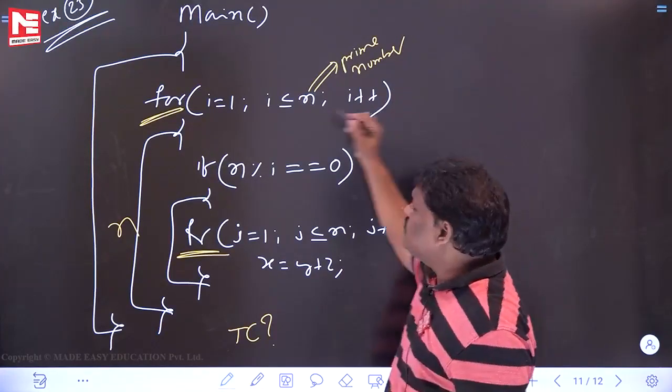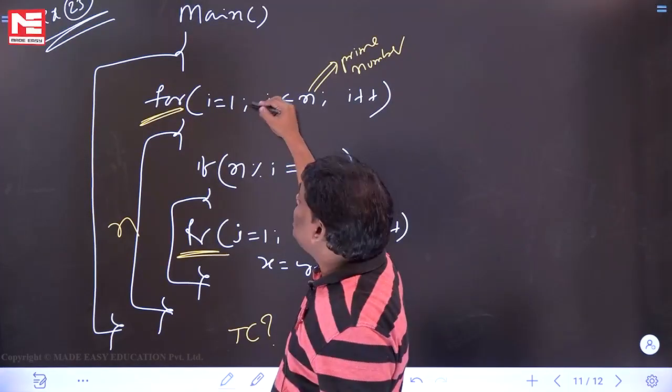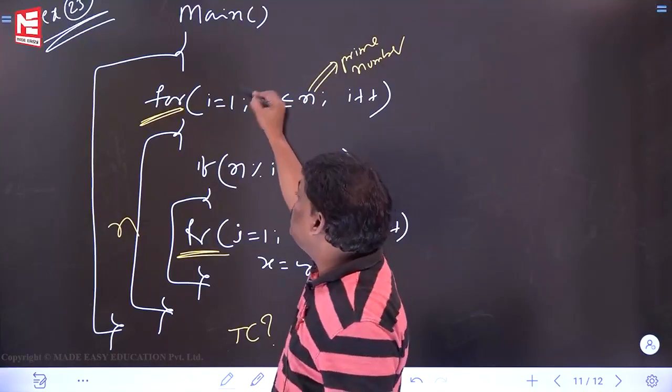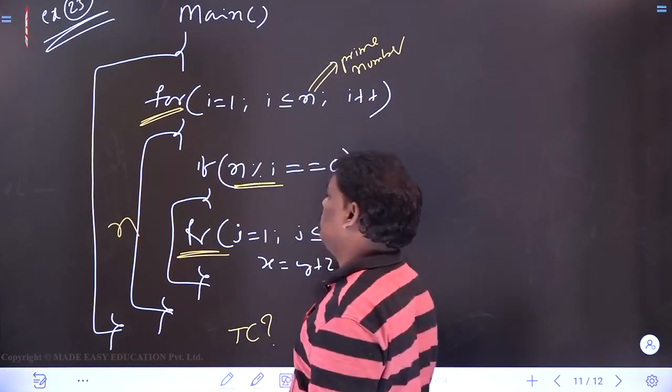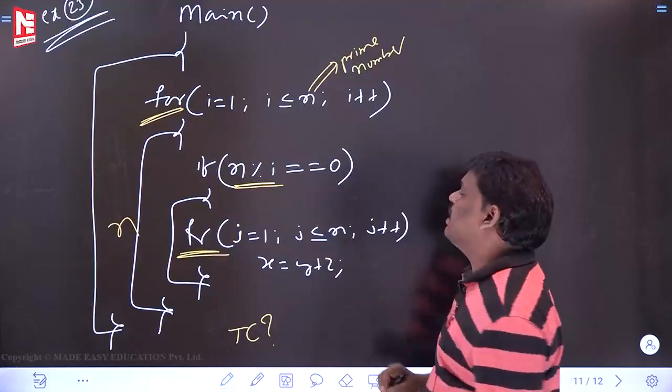And one more: is n a prime number or not? Can you see the initial I value? 1. Next I value is 2, and so on. For each I value, you will check this condition.